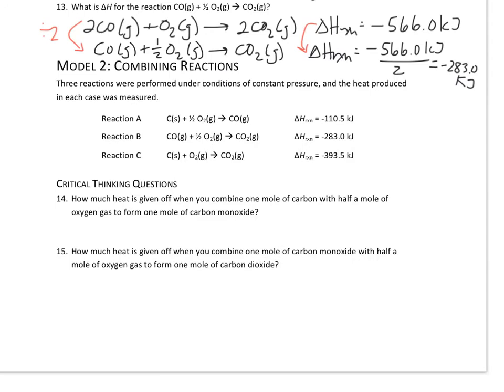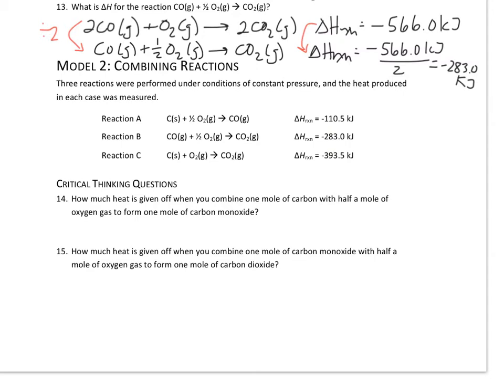Now, why is this handy? Well, it turns out that if we know how to manipulate equations and their enthalpy changes, we can often figure out what the enthalpy change is of a reaction. So we've got 3 reactions, all performed under conditions of constant pressure in this model, and we've got the heat produced. And in this case, all 3 of them are exothermic, so that's true. Heat was produced in all 3 cases.